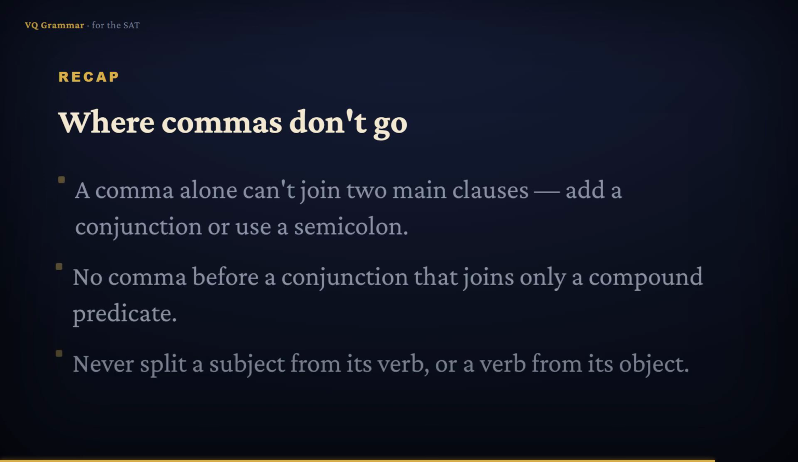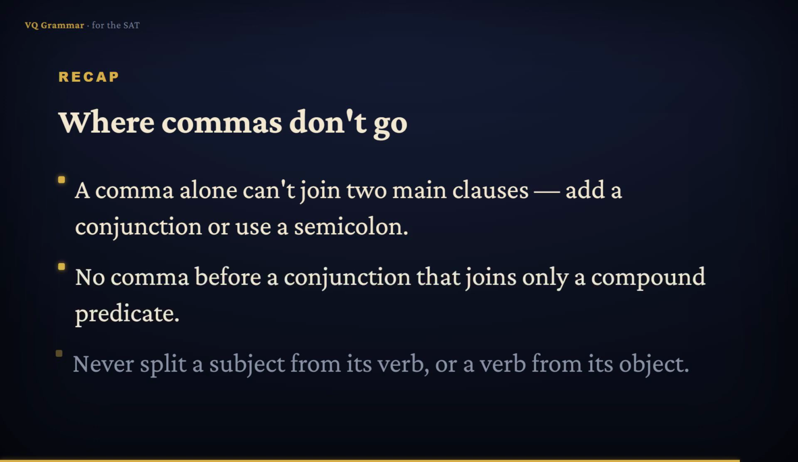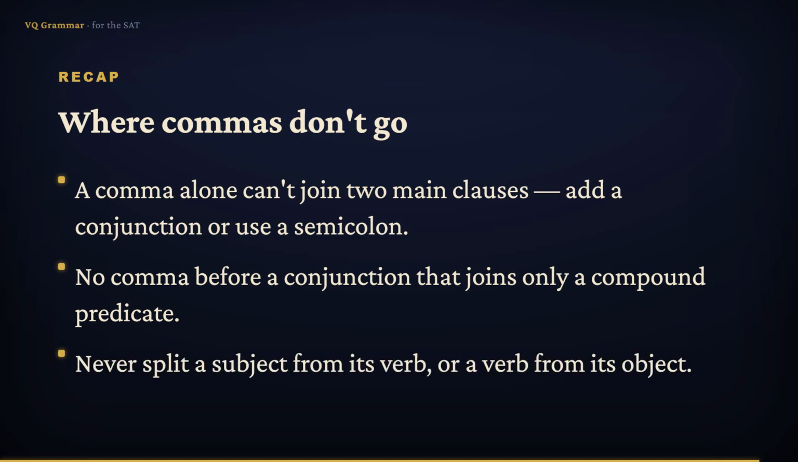Let's wrap up. A comma alone can never join two complete sentences. That's a splice. So add a conjunction or use a semicolon. Don't put a comma before a conjunction that joins only a compound predicate, two verbs with one subject. And never wedge a comma between a subject and its verb, or between a verb and its object. When in doubt, leave it out.